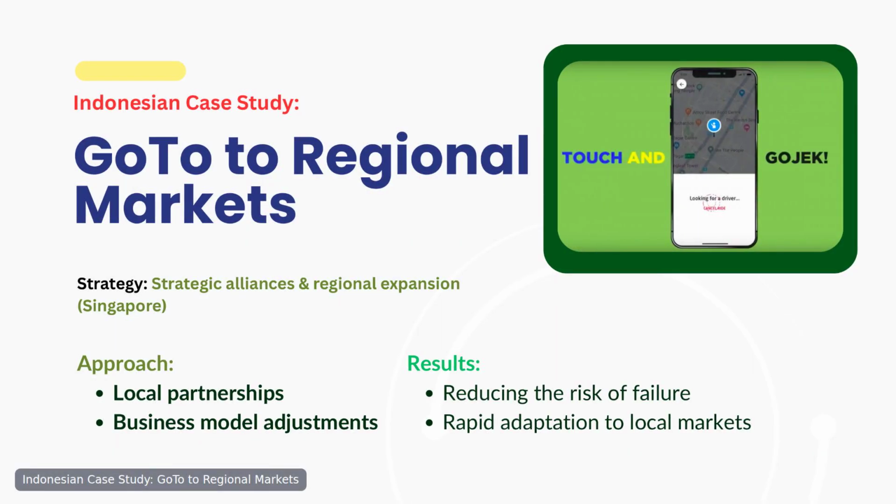From Indonesia, we look at GoTo's regional expansion, particularly into Singapore. GoTo relied on strategic alliances and local partnerships while adjusting its business model to suit local conditions. This approach helped reduce the risk of failure and allowed for faster adaptation to foreign markets. It highlights how regional expansion can be more flexible compared to global expansion.